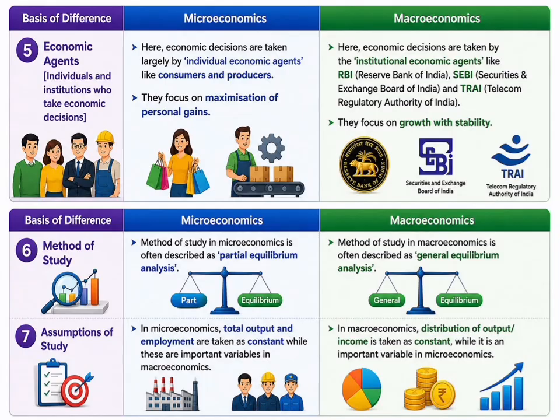In macroeconomics, we focus on national income, employment, inflation, and economic growth. Here, the distribution of income among individuals is assumed to be constant, while the main focus is on the overall economy. Example, suppose the government wants to increase employment, it studies the country's total production, total income, and unemployment levels. This is the concern of macroeconomics.